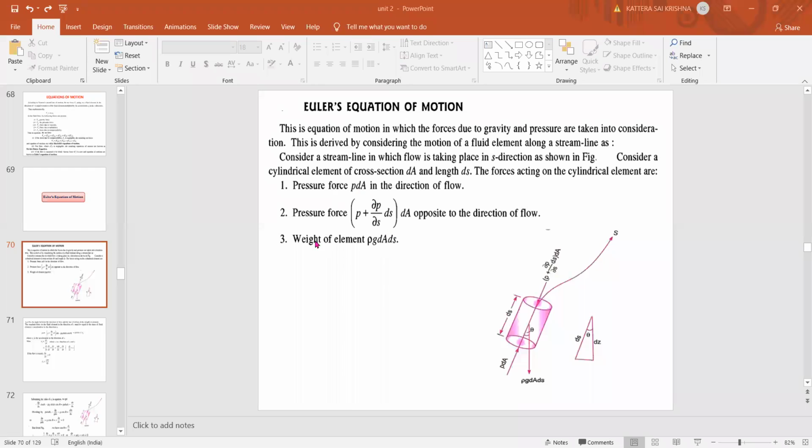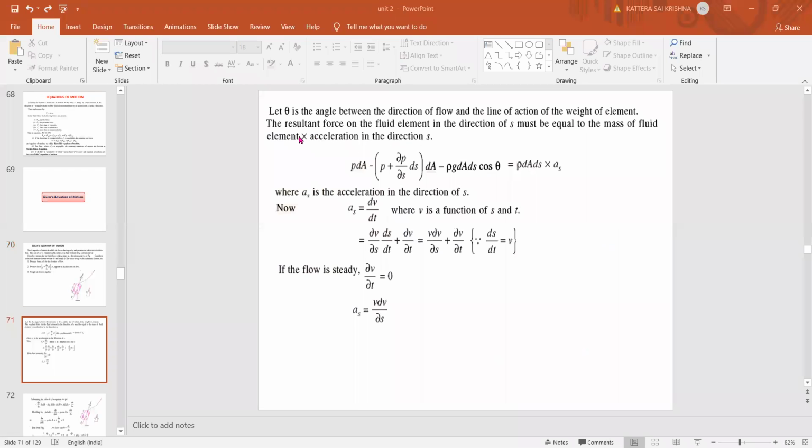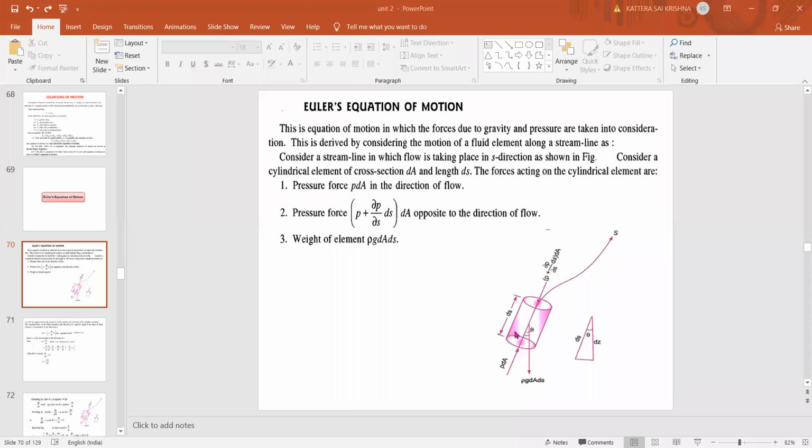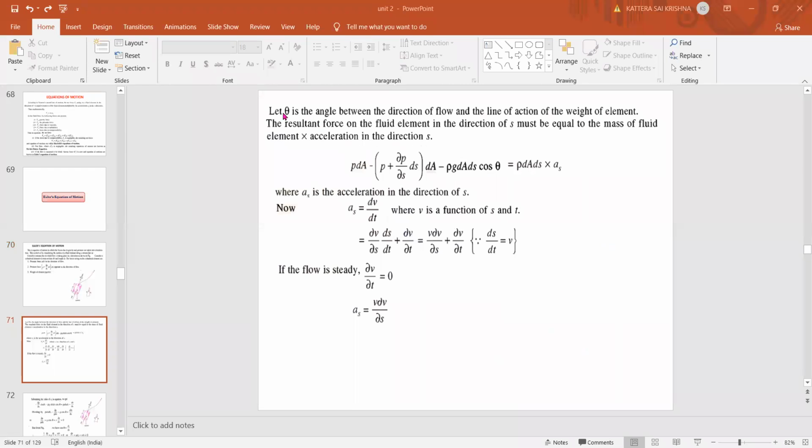So up to here, we have seen the forces acting on the fluid element. So we will consider only the pressure force as well as your gravitational force, that is weight, right? So now what we need to do is, I already said, what is this? The theta is the angle. So that is the next point he is mentioning here.